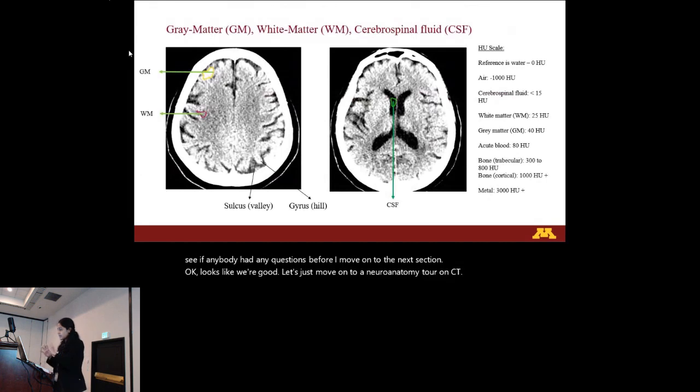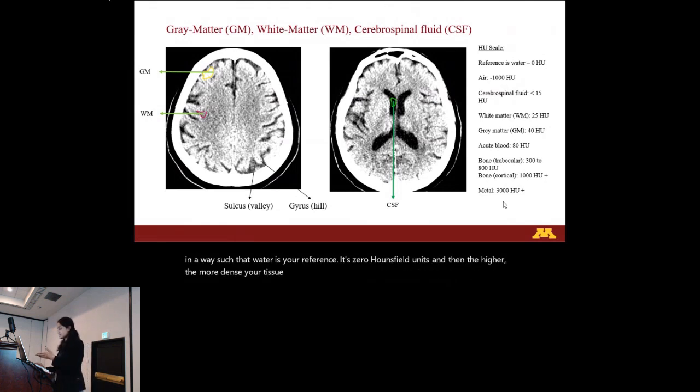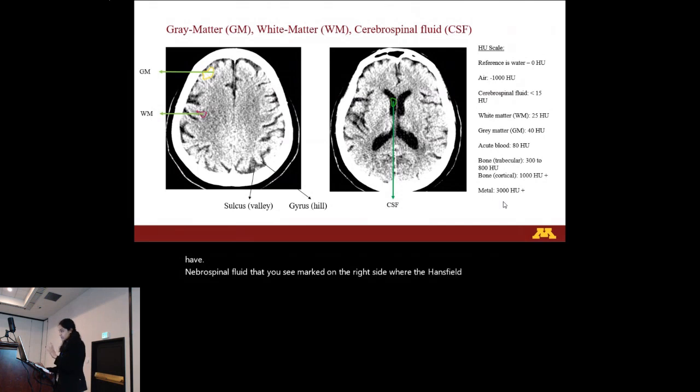These are, again, basic CT interpretation objects. You have the Hounsfield unit, which represents the density at each voxel. As you can see on the right side, the scale is built in a way such that water is your reference. It's 0 Hounsfield units. The denser your tissue, the higher the Hounsfield unit is going to be. So air is negative 1000, because it's the least dense object that will be imaged. And then you have cerebrospinal fluid, marked on the right side, where the Hounsfield unit is going to be less than 15.